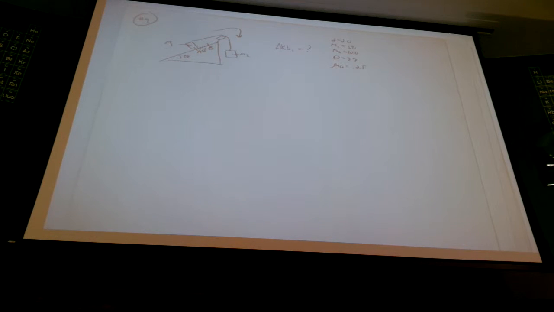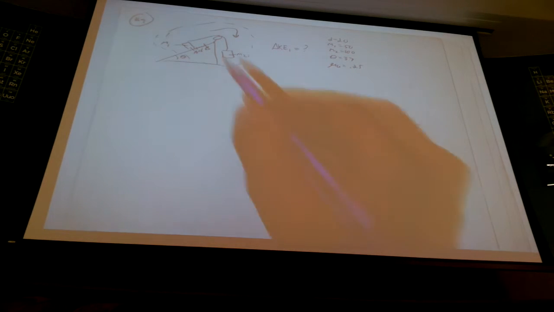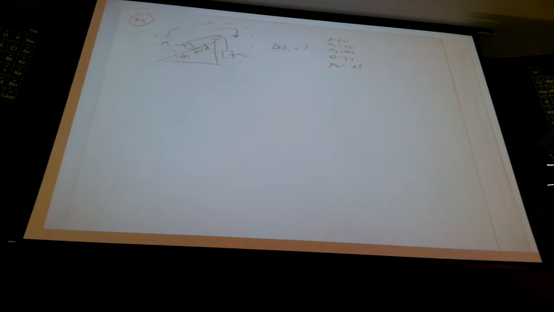If I make the whole thing my system, like both the blocks and the pulley, the nice thing about that is I don't need to worry about what the tension force is because it's within the system. So it doesn't transmit anything in or out. So I don't need to worry about that. But if I do make the whole thing my system, let me ask you this. There's one extra force in that system, which I haven't really considered, which is the normal force.